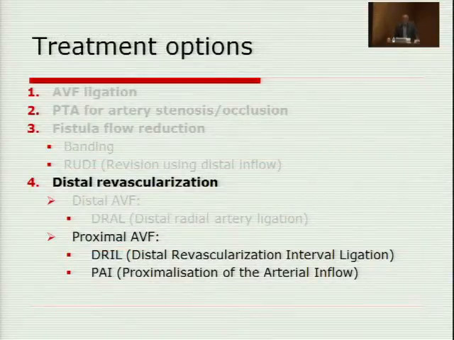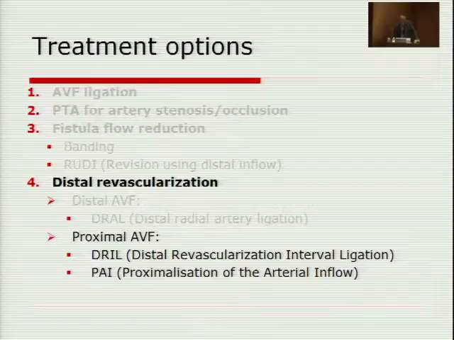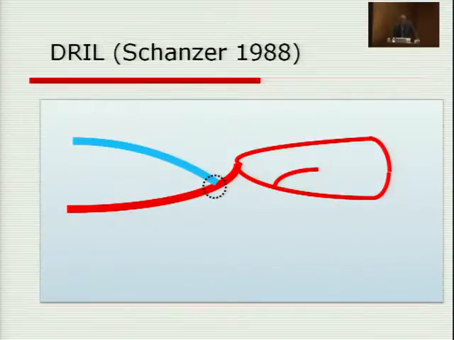For proximal arteriovenous fistula, there are two major interventions, DRIL and PI. DRIL is distal revascularization interval ligation. PI is proximalization of the arterial inflow. DRIL was described first by Schanzer in 1988. He is a vascular surgeon from New York.